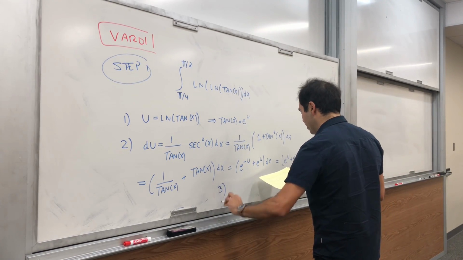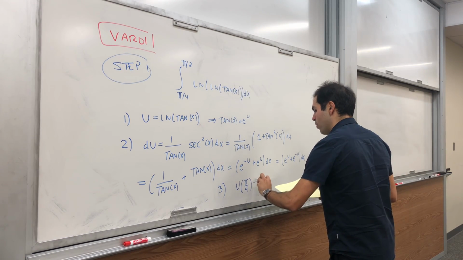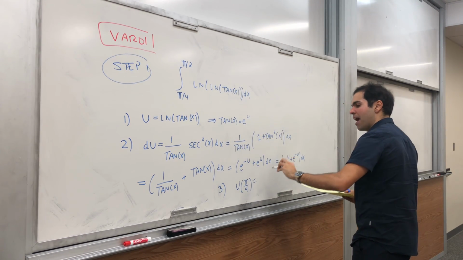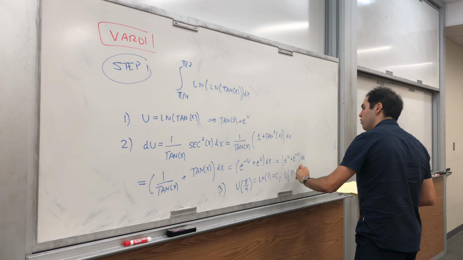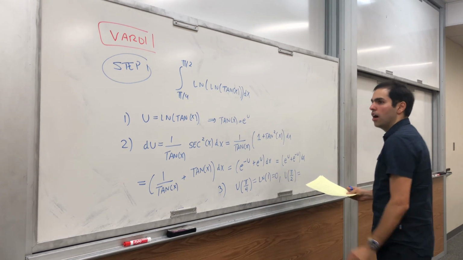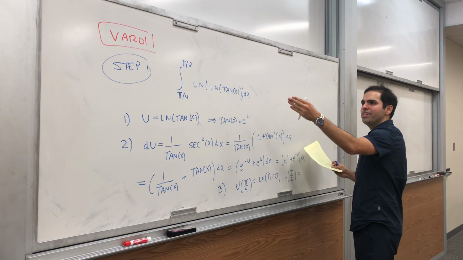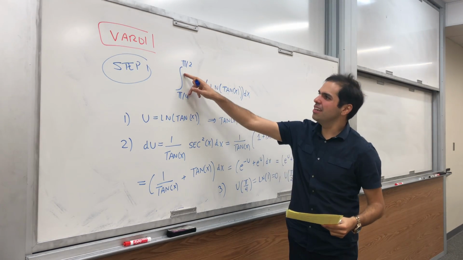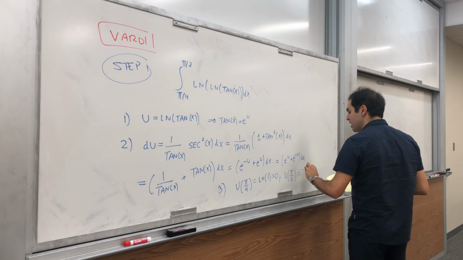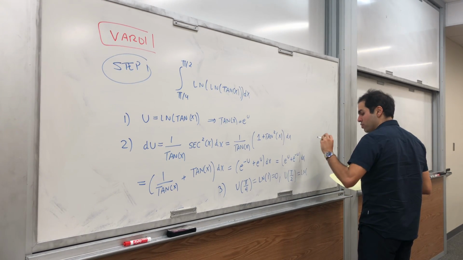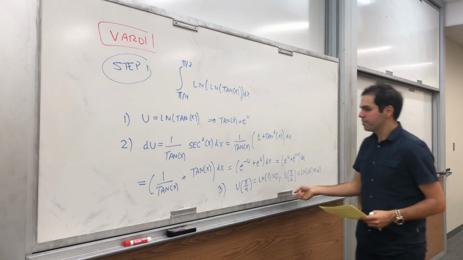Lastly, just the endpoints. So u of pi over 4, well, that's ln of tangent of pi over 4, which is ln of 1, which is 0. And u of pi over 2 is ln of tangent of pi over 2. And here we mean the improper integral. So really limit as x goes to pi over 2 from the left. So it's really tangent of pi over 2 minus, so infinity, and ln of infinity is infinity.